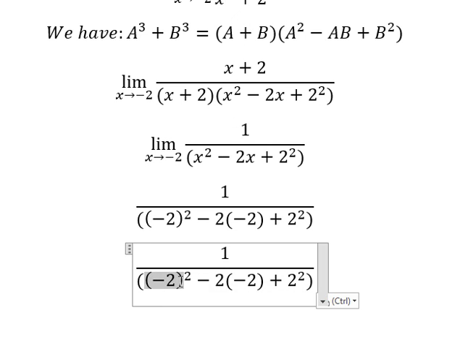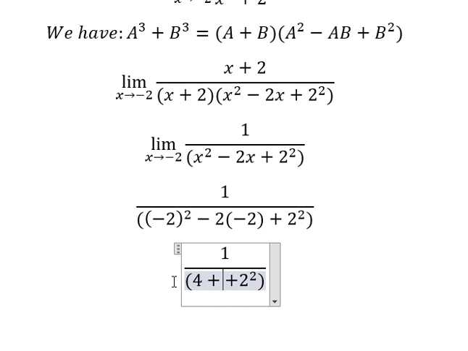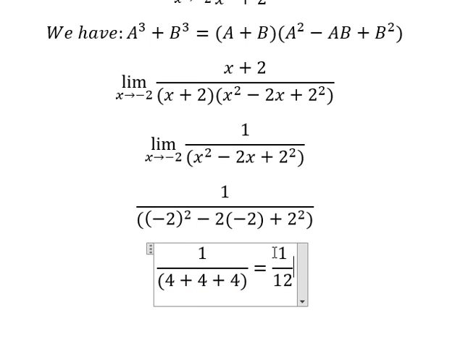This one you got about number 4. This one you got about positive number 4. And the last one, that's about number 4. And you got about 1/12. This is the end.